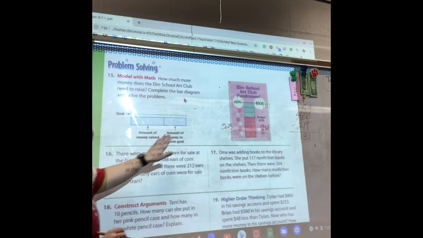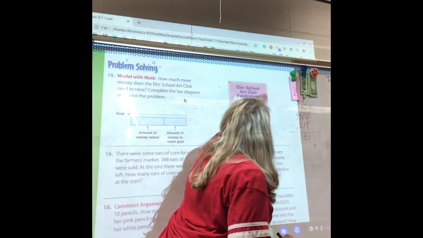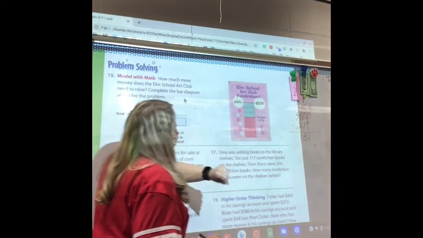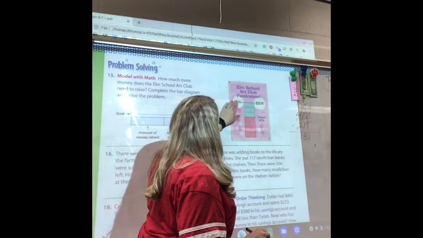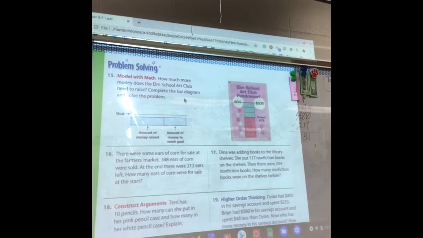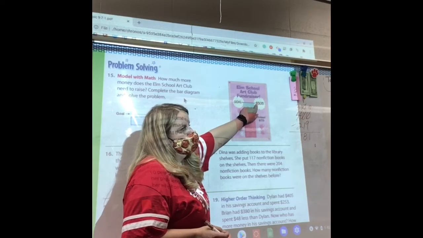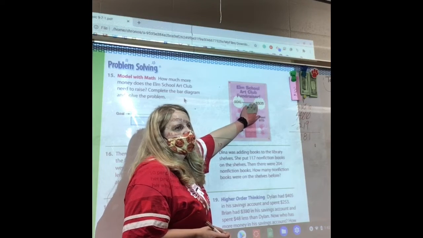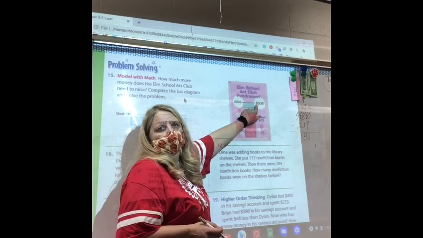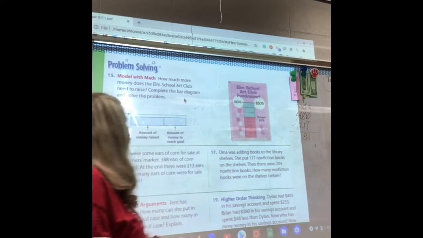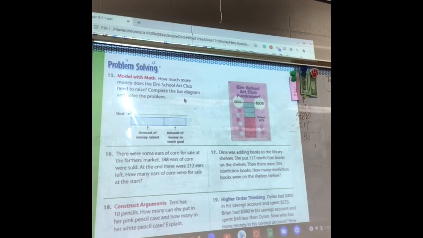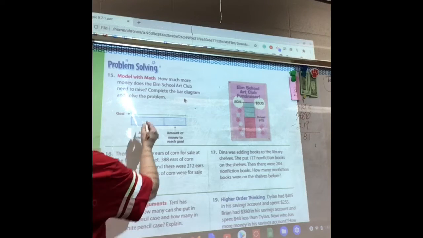So we got to look over here at our chart. It tells us that it's Elm School Art Club fundraiser. So what's their goal? To get to 305. Do you see that? Put your finger on 305, so you're with me. I know you're already flipped and you're good to go. You with me, Heavenly? Okay. So our goal is 305, and it's probably our big number, so it's going to go where on here? On the top. Right, up on the top.